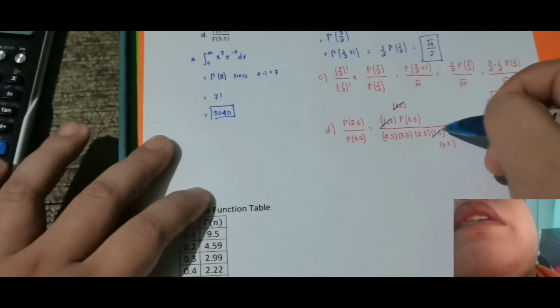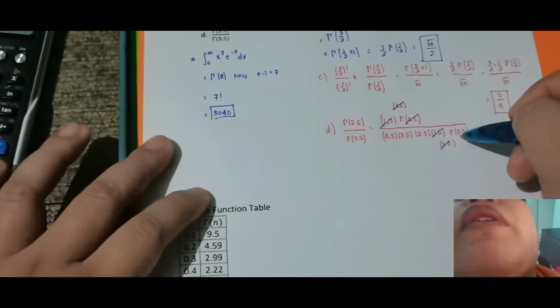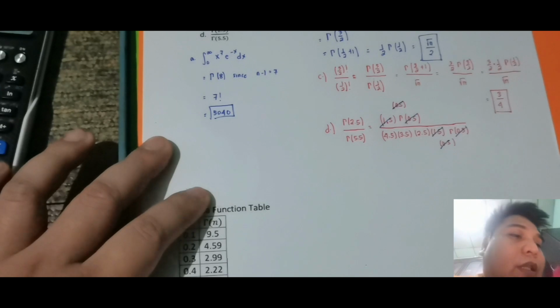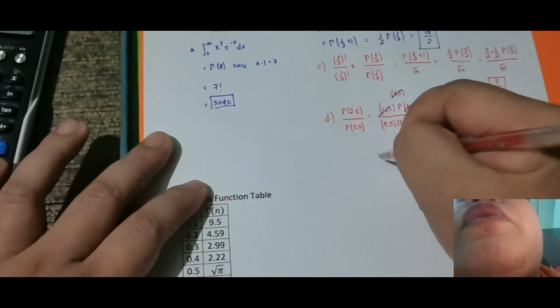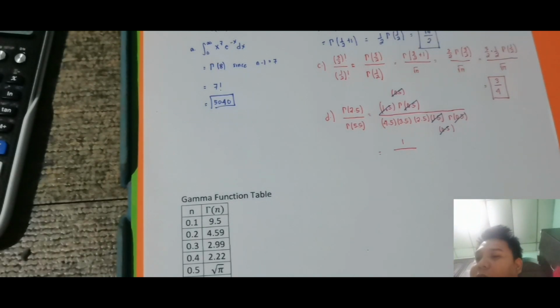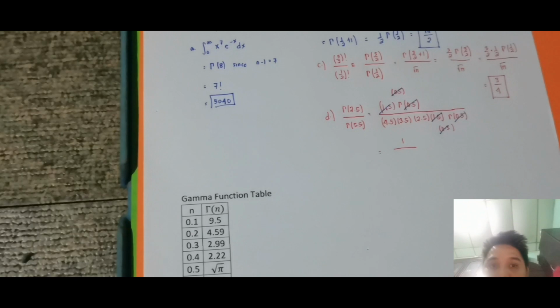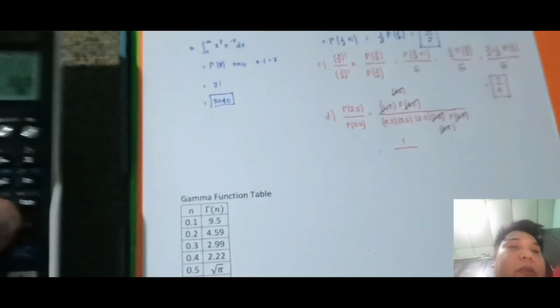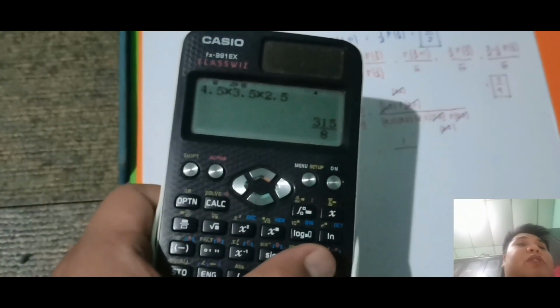Cancel din to syempre. So therefore that is simply 1. So therefore, this is just 1 sa taas, then 5.5 times 4.5 times 3.5 times 2.5 sa mga baba natin, no? So, gawin ko lang, 4.5 times 3.5 times 2.5. Okay, so that is 315 over 8 daw, no? Binuo niya kasi. So, 315 over 8.